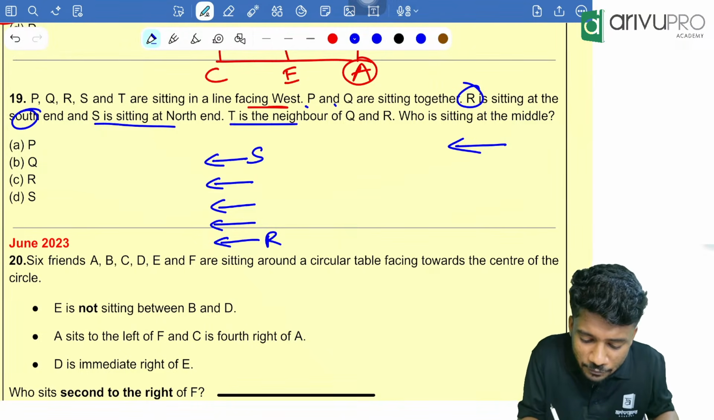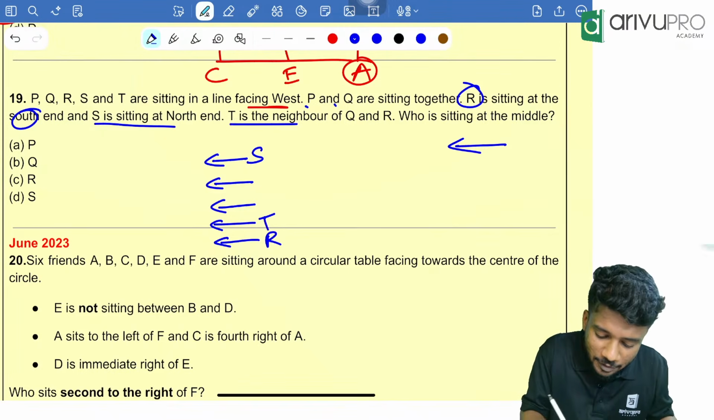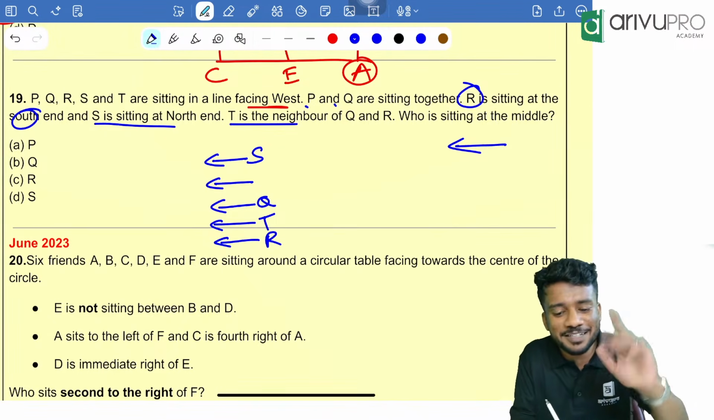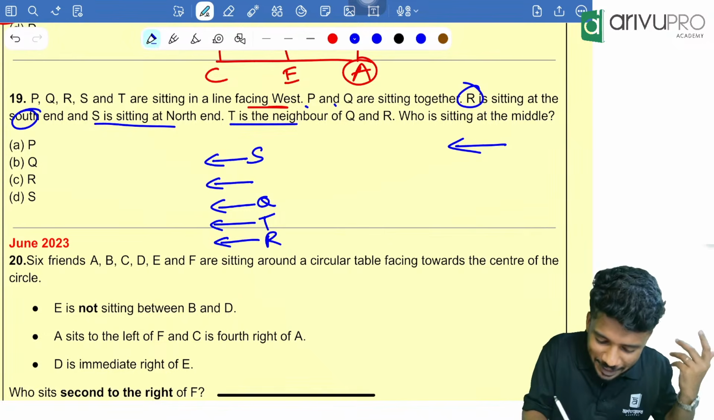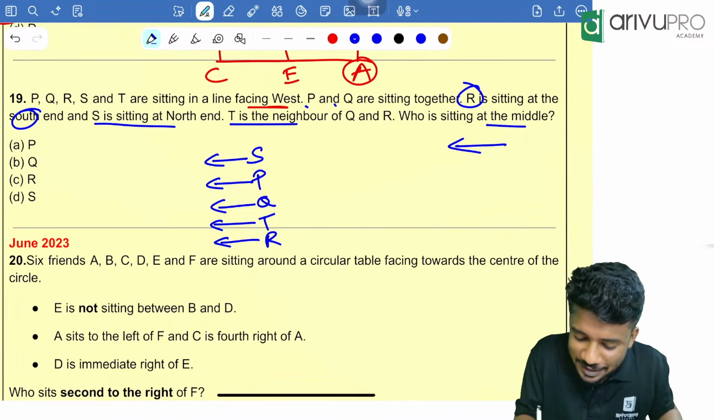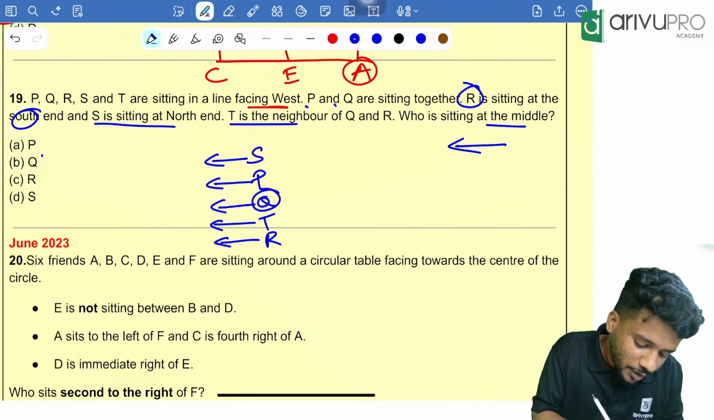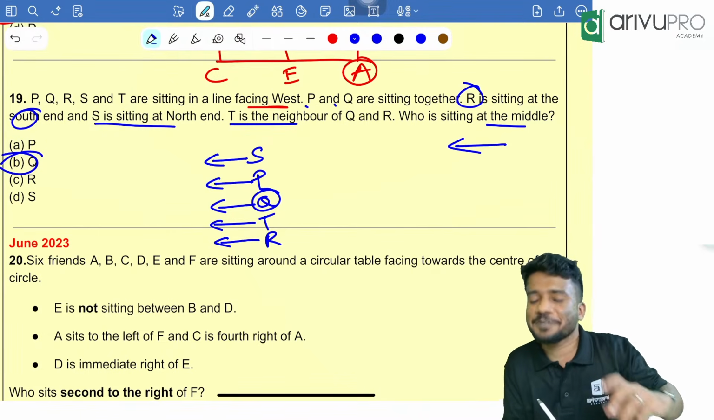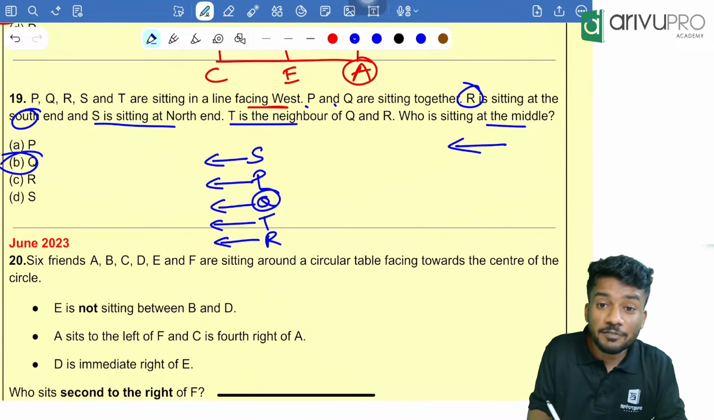T is a neighbor of Q and R. T is a neighbor of Q and R means T should be in between Q and R. Now who is remaining? P is remaining. Who is sitting in the middle is the question. Answer is what? Q is sitting in the middle. Option B is the answer. Yes.